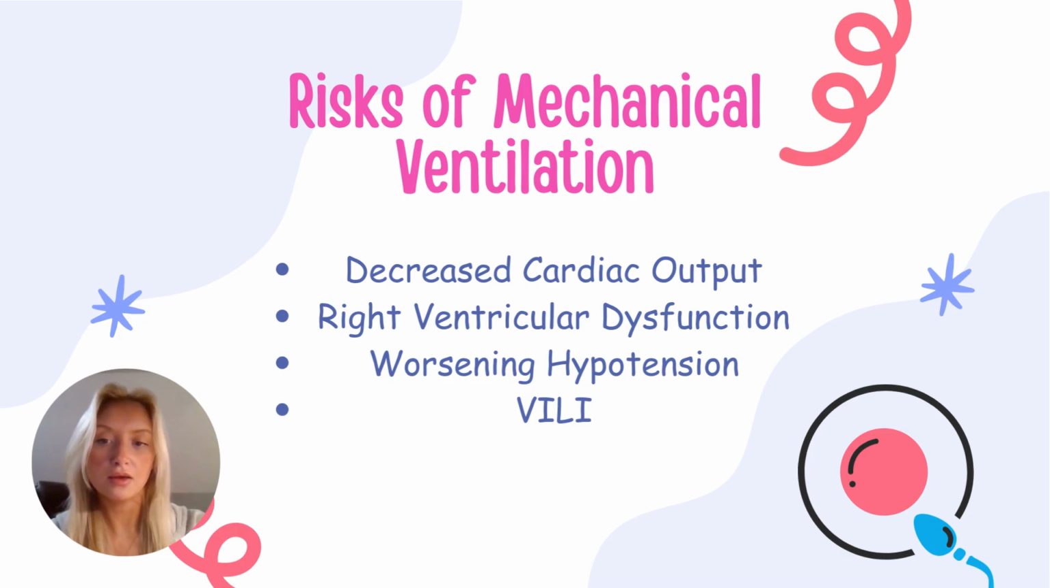Some risks of mechanical ventilation in distributive shock are decreased cardiac output, caused by positive pressure ventilation decreasing venous return. Right ventricular dysfunction due to the high levels of PEEP and the underlying respiratory distress, which puts extra strain on the right ventricle. Worsening hypotension and ventilator-induced lung injury due to the high levels of airway pressure.